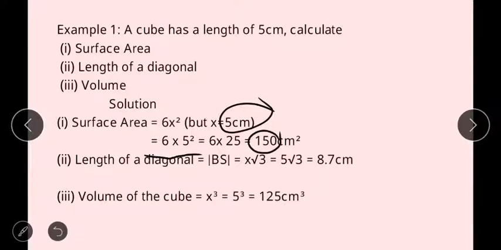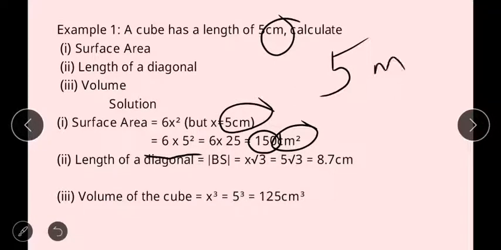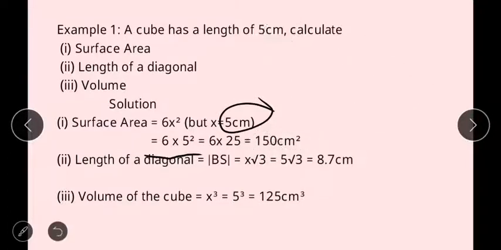What is the unit to calculate an area? Any area given is always calculated in squared units. We are using centimeter squared because our question is given in centimeter. What if our question is given in 5 meter? That means the unit to use here will be meter squared. Anything you calculate that deals with area is always squared.